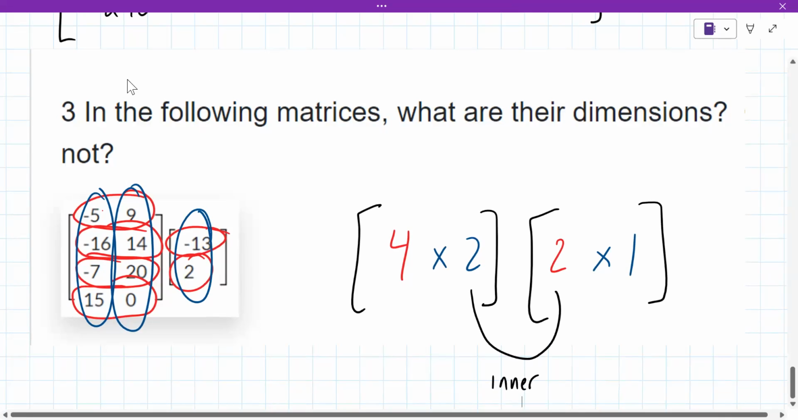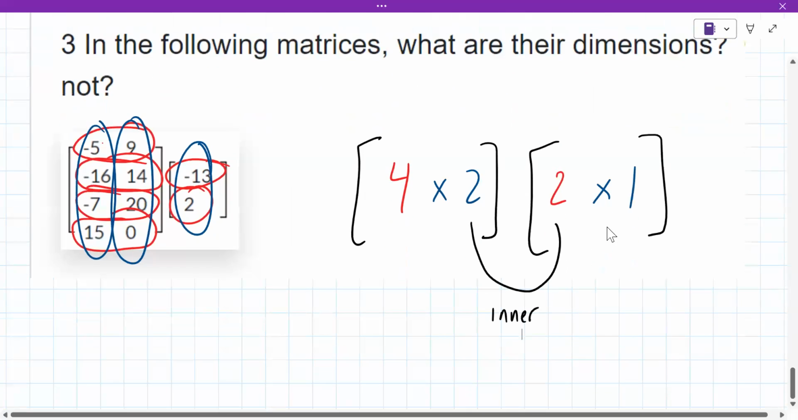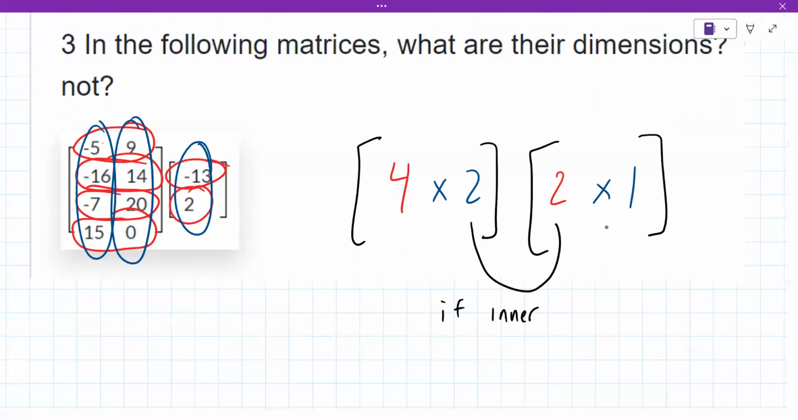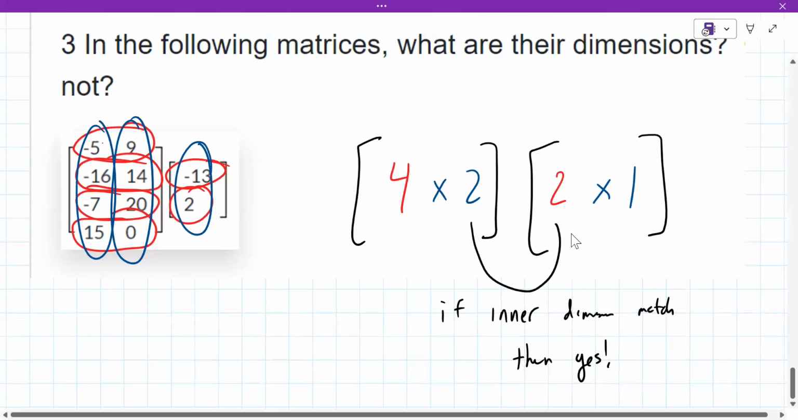So the first thing that it asks for is the dimension. So you want to write this down for dimensions. That's answering that part. It then says, can they be multiplied? And if the inner dimensions match, then yes. Okay, so in this case, yes, they can be multiplied, and it's because the inner dimensions match.